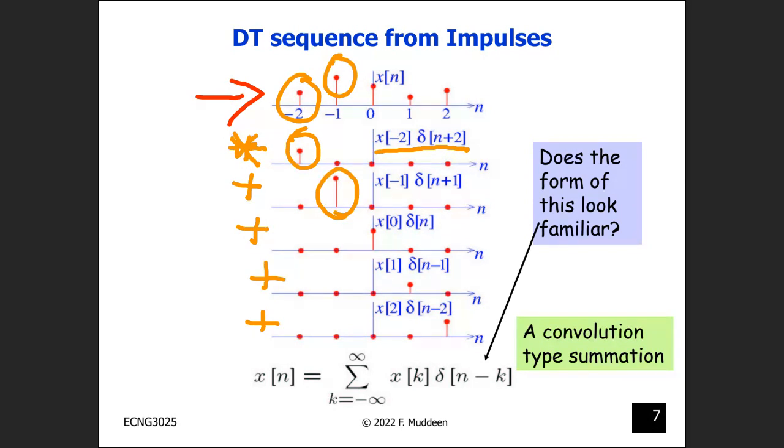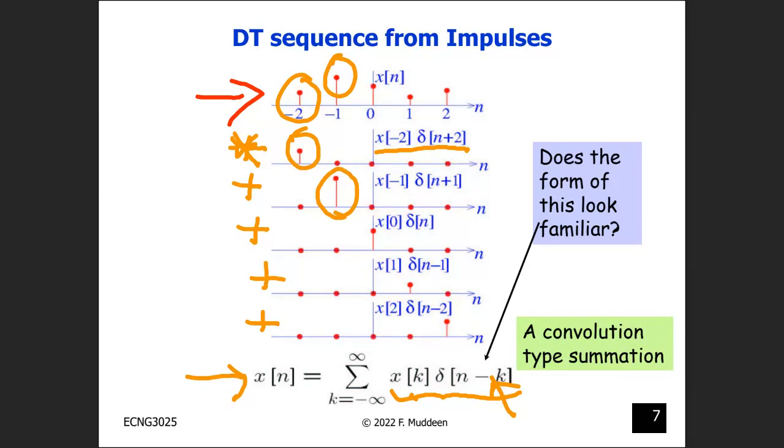So in other words, I could express x[n] as a sum of a series of sampled values where k is running from minus infinity to infinity. This represents the sampling impulse that shifts from minus infinity to infinity depending on where k is, right? And I have a question here: does the form of this look familiar? If you look at it carefully, you'll see you have an x[k] delta[n minus k]. This is a convolution type summation.